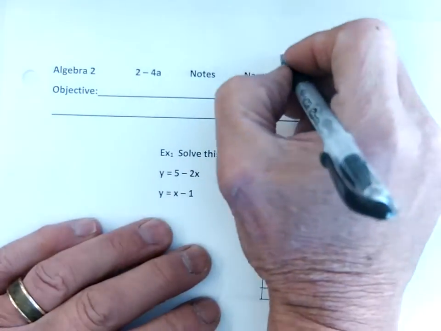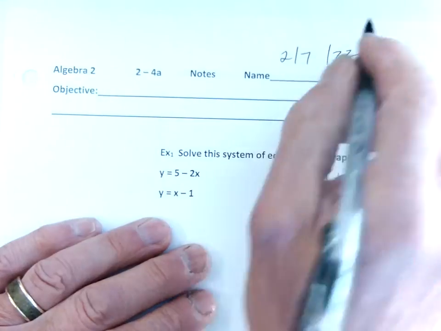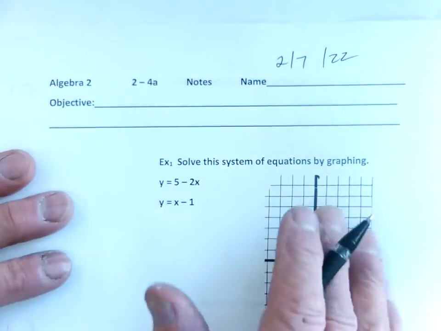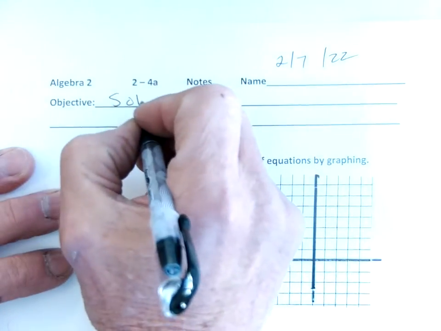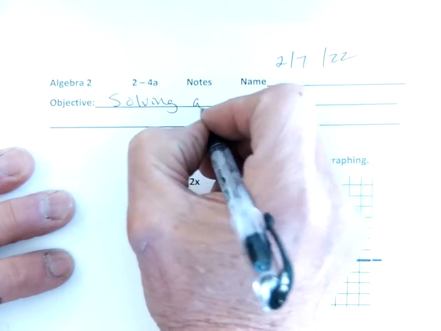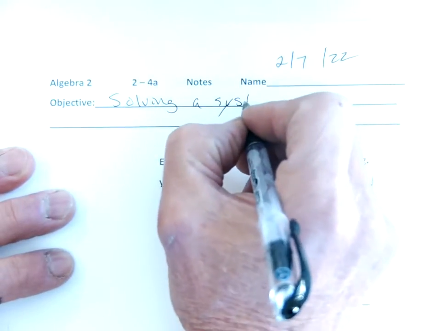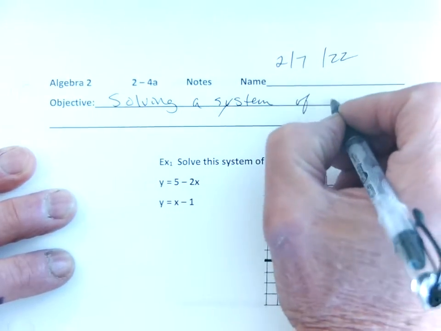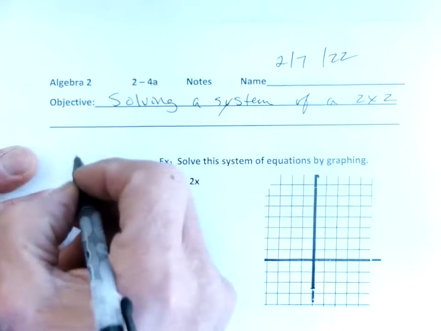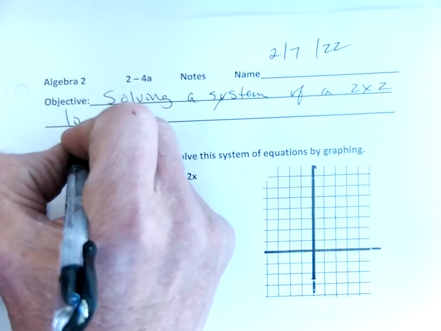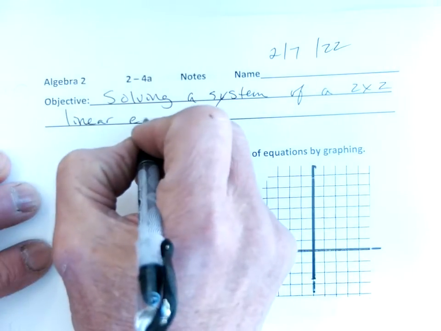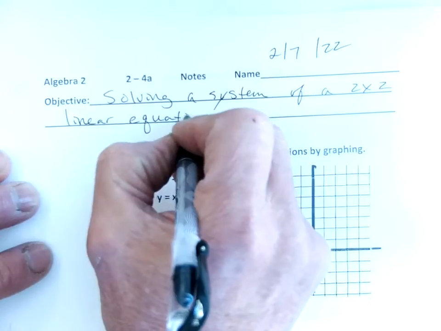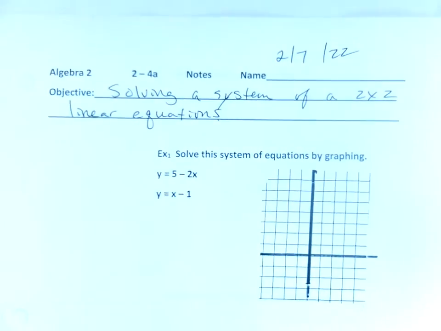2, 7, 22. So today what we're really going to be doing is solving a system of a 2 by 2 linear equations. Ooh, fancy words, but I'll explain what the words mean. Okay, so write that down.